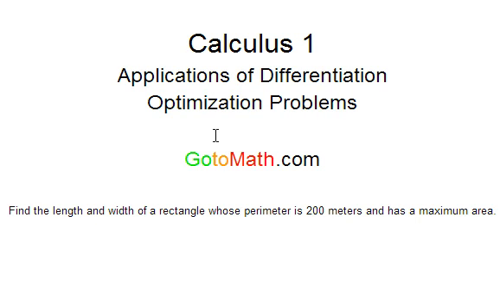All right, it's Cal 1, Applications of Differentiation. We're working optimization problems. And in this particular problem, let's read it out. We're going to find the length and the width of a rectangle whose perimeter is 200 meters and has a maximum area. So let's go ahead and translate that into some equations.